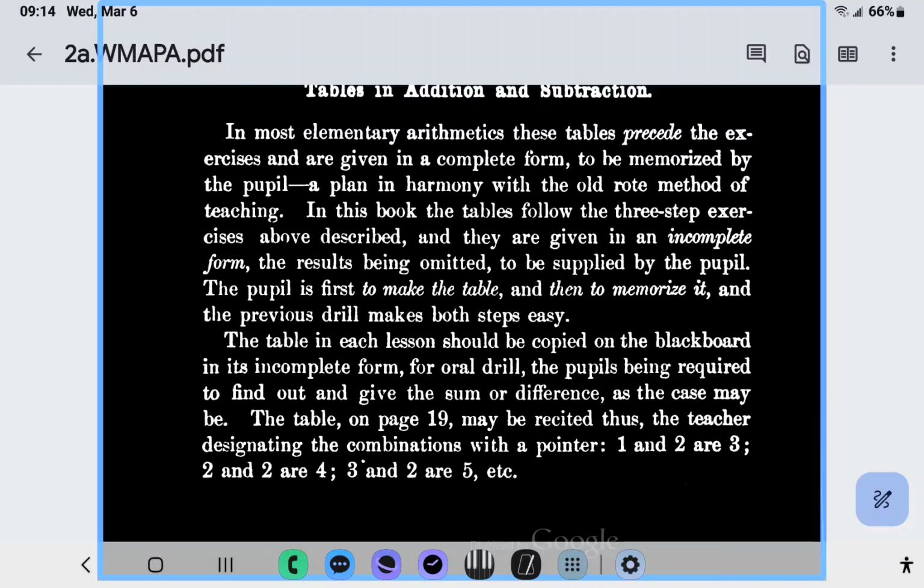The pupil is first to make the table and then to memorize it, and the previous drill makes both steps easy. The table in each lesson should be copied on the blackboard in its incomplete form for oral drill, the pupils being required to find out and give the sum or difference, as the case may be. The table on page 19 may be recited thus: the teacher designating the combinations with a pointer, 1 and 2 are 3, 2 and 2 are 4, 3 and 2 are 5, etc.